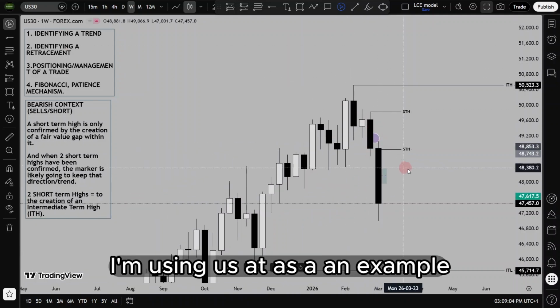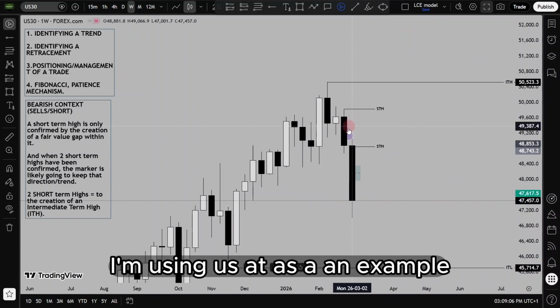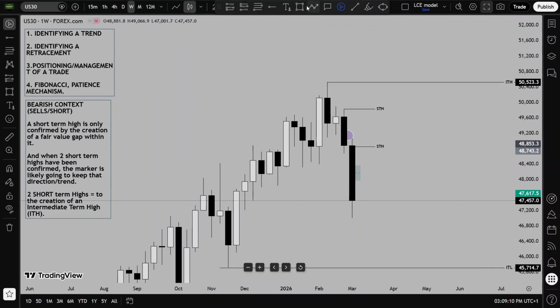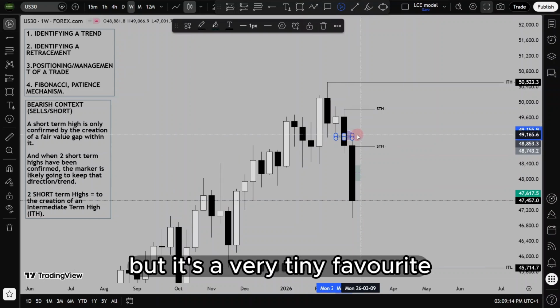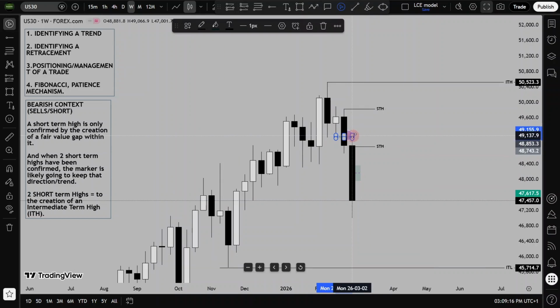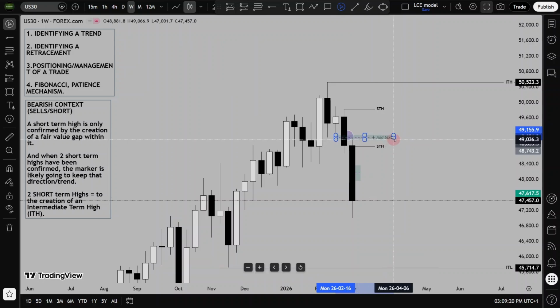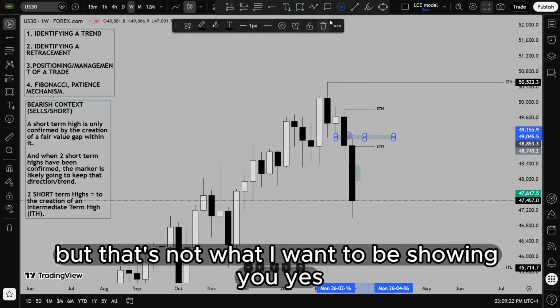I'm using US30 as an example. If you come to the US30, there's a fair value gap here, but it's a very tiny fair value gap, but it's there, as you can see. This is a fair value gap, but that's not what I'm going to be showing you.